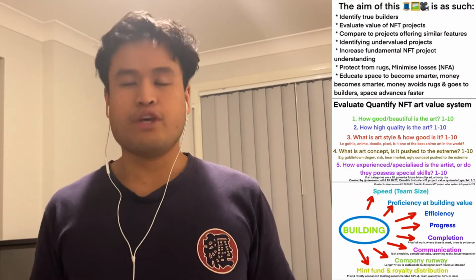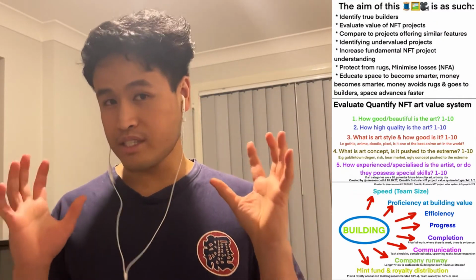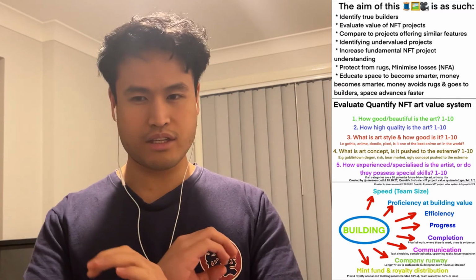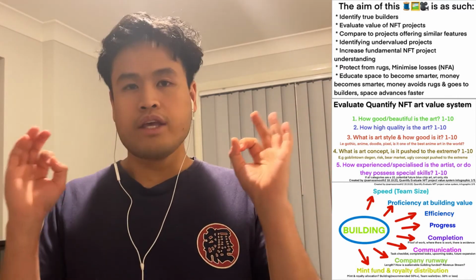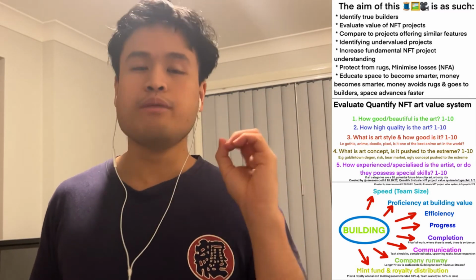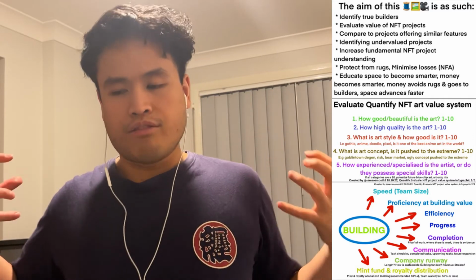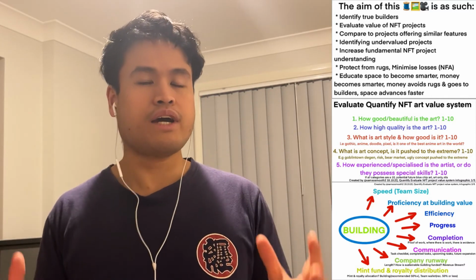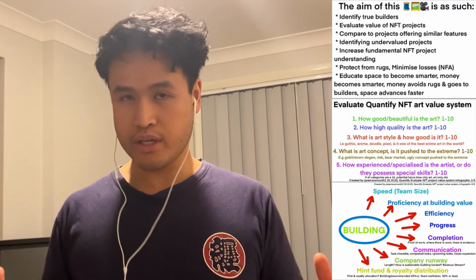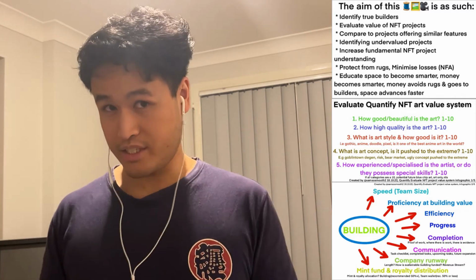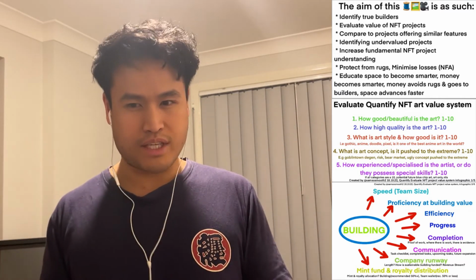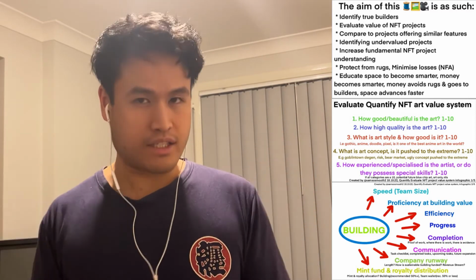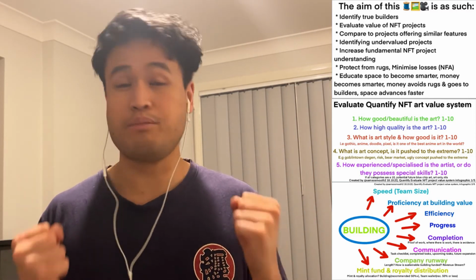In conclusion, there are 4 main categories with many subcategories. If the art passes the 5 subcategories with flying colors, then the art has a lot of potential. If all the subcategories of building are checked very well, then you can protect yourself more against rugs and have a greater ability to identify the true builders. The better they are at building, the more valuable the project is. Team. The better the subcategories are, the more legitimate the team is, and the more valuable their talent is, and the more valuable the NFT project becomes.